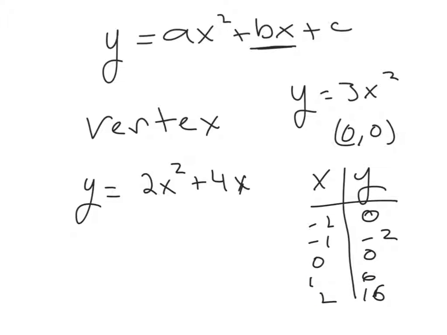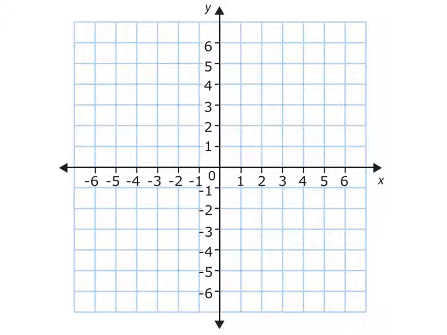Let's go ahead and graph this thing. So we have these points. At 0, we have 0. At -1, we have -2. At -2, we have 0. At 1, we have positive 6 up here. And at -3, we're going to have positive 6.